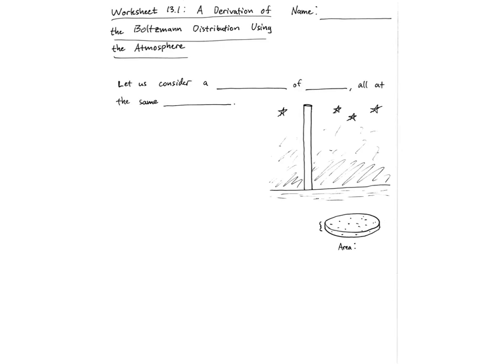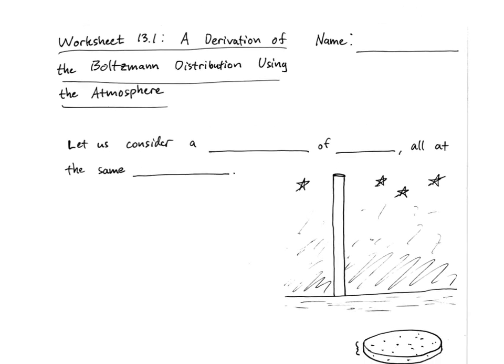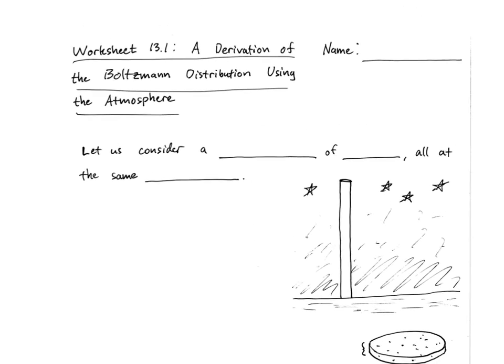All right, hello everyone. This is worksheet 13.1, and in this worksheet I'm going to show you a derivation of the Boltzmann distribution using a different method than is presented in the book. The book shows a more common way of deriving the Boltzmann distribution that involves fairly advanced calculus concepts like Lagrange multipliers. I would highly encourage you to see if you can work through that derivation in the book in addition to this one, because approaching this problem from two different directions is a good idea.